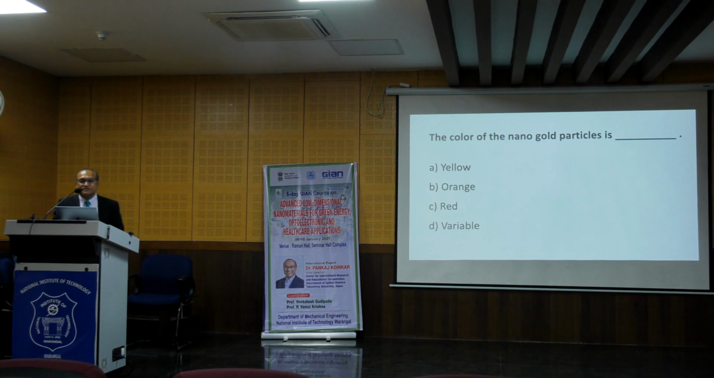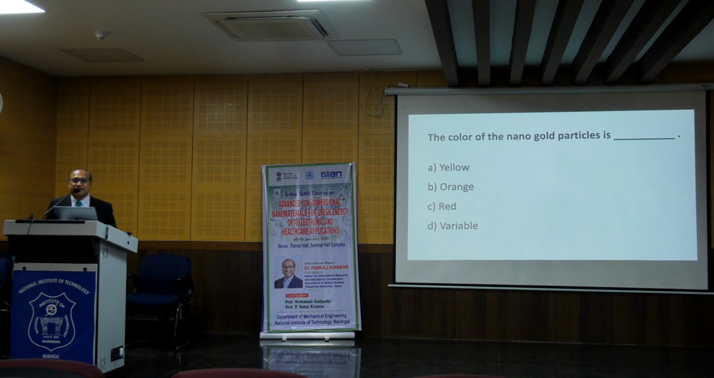The color of nano gold particle is yellow, orange, red, or variable. Variable. Good. So this means now you are getting the things. Of course, you already studied, but it's interesting to cross-check whether you are understanding it or not. So variable means gold nanoparticle can be seen in different colors as per their size.